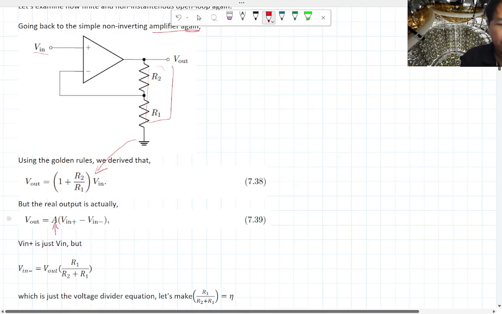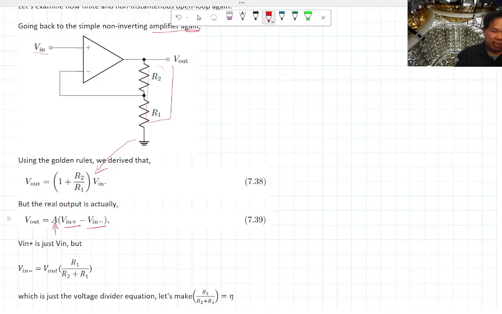Okay, but in reality, the actual gain is this open loop gain that we talked about, times the difference between Vn plus, meaning the non-inverting input, and the inverting input, right? Because this is just a differential amplifier. That's all this thing is. Because that's actually what the op-amp is doing, right? It's taking the difference between your inputs and amplifying it by A, whichever op-amp we're using.